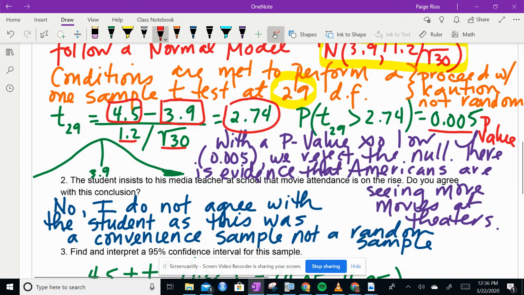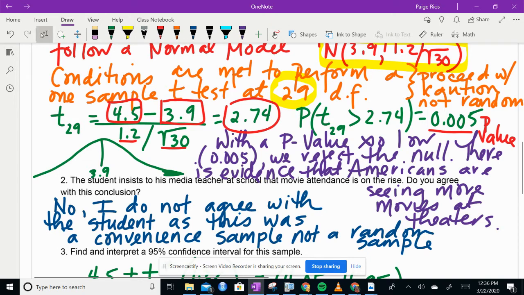So once I have all of that information, that's how I did all of the stuff that I have in green here. Knowing that my p-value is so low, I don't need to define a significance or alpha level because I'm below 10%, I'm below 5%, and I'm below 1%. So with a p-value so low, we reject the null. There is evidence that Americans are seeing more movies at theaters.